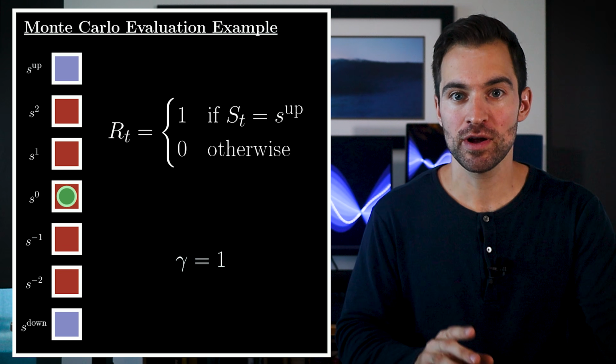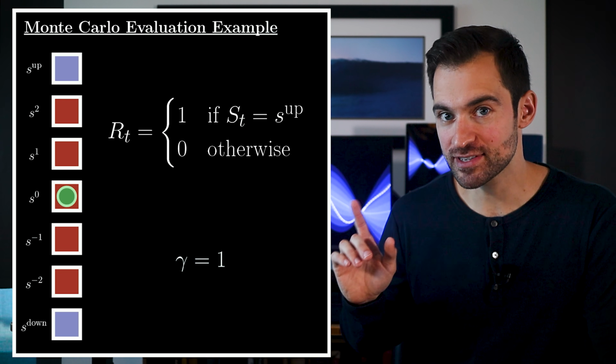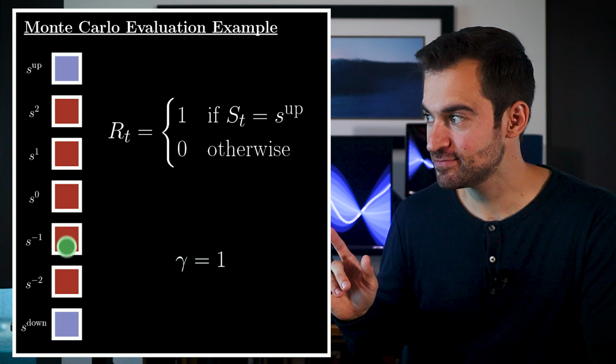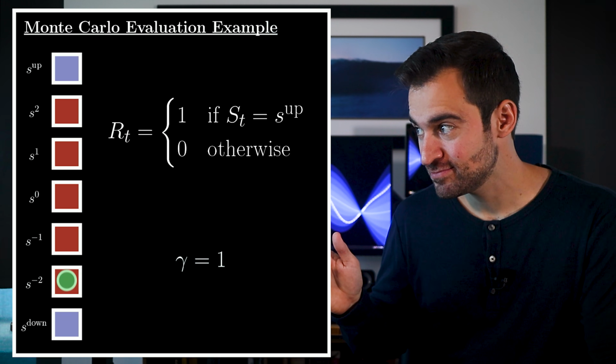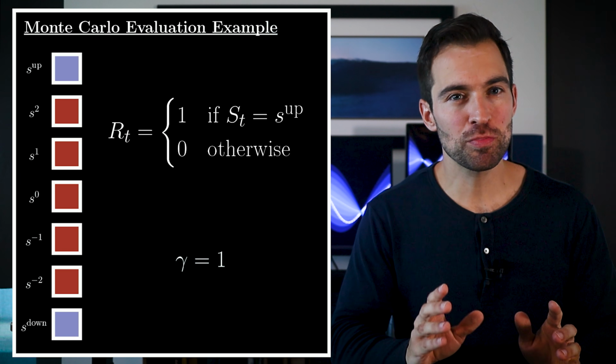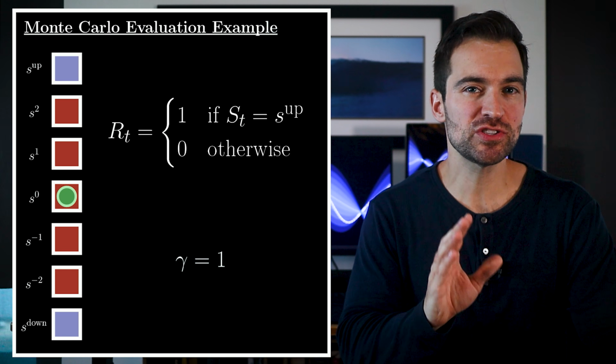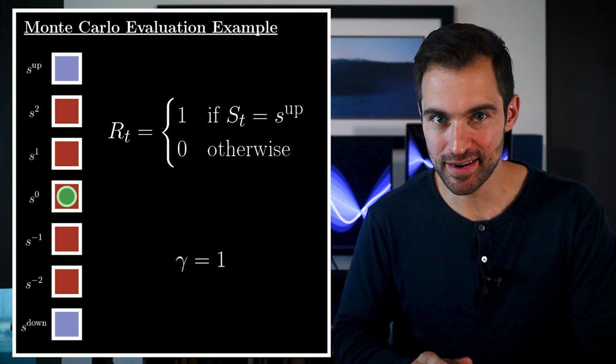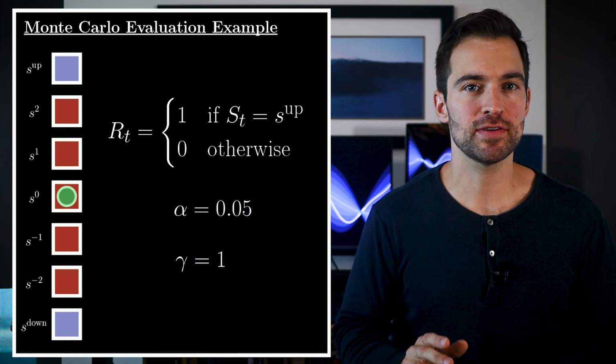up or down. So one episode looks like this, and another. You get it. Now to apply constant alpha MC, we start by declaring, based on nothing, that alpha is 0.05.